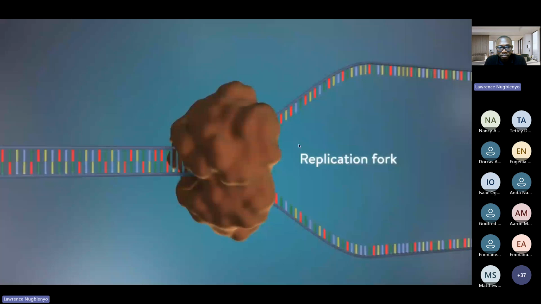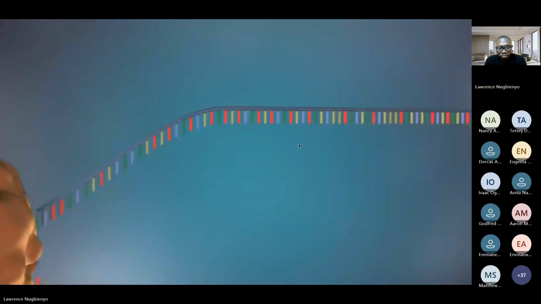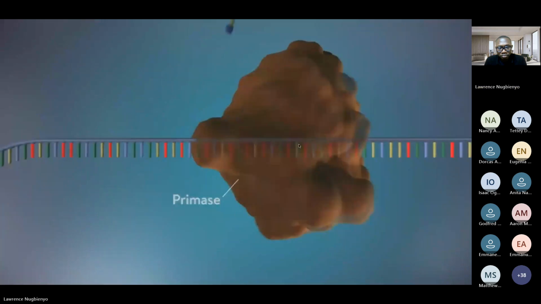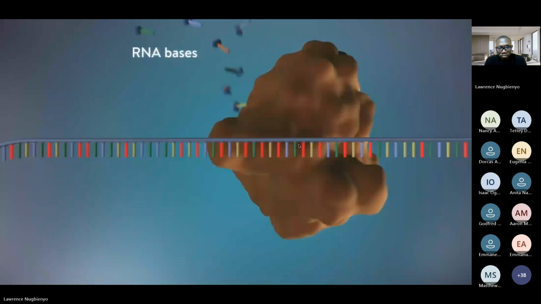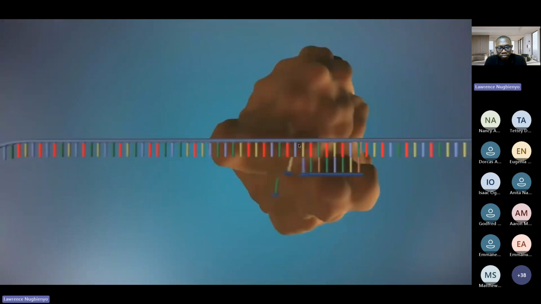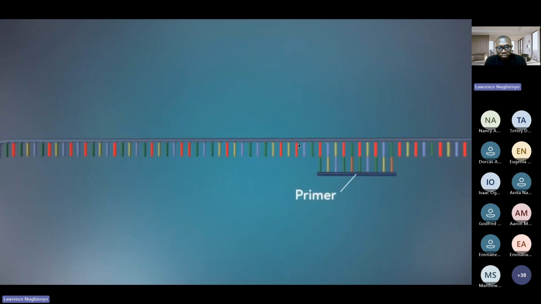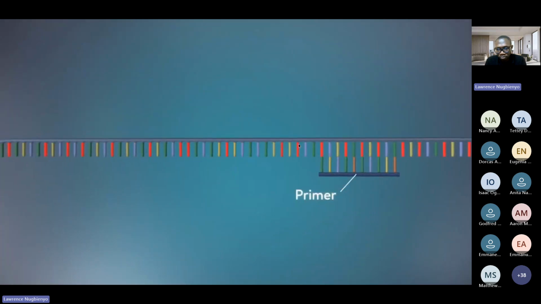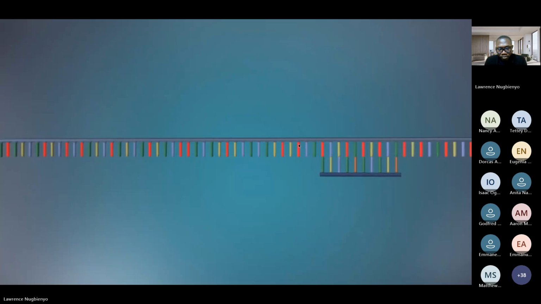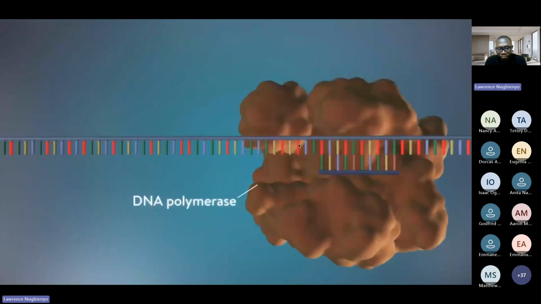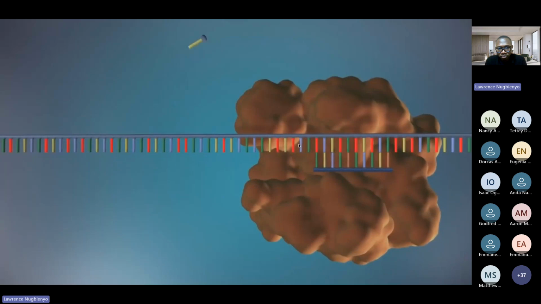The separated strands each provide a template for creating a new strand of DNA. An enzyme called primase starts the process. This enzyme makes a small piece of RNA called a primer. This marks the starting point for the construction of the new strand of DNA.